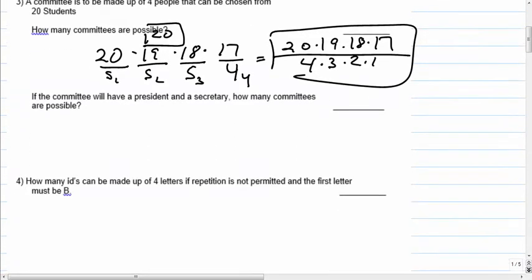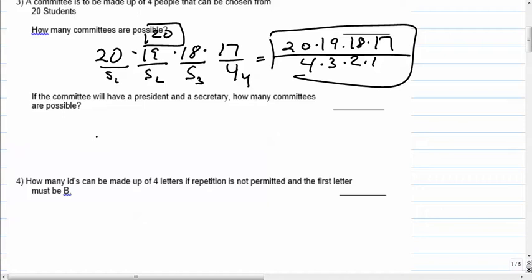This next question. Now the committee of 4 people will have a president and a secretary. So I'm just emphasizing I'm not adding 2 more people to the committee. We'll just say it's coming from the 4, okay? So the committee has 4 people on it. They're going to be a president and a secretary.